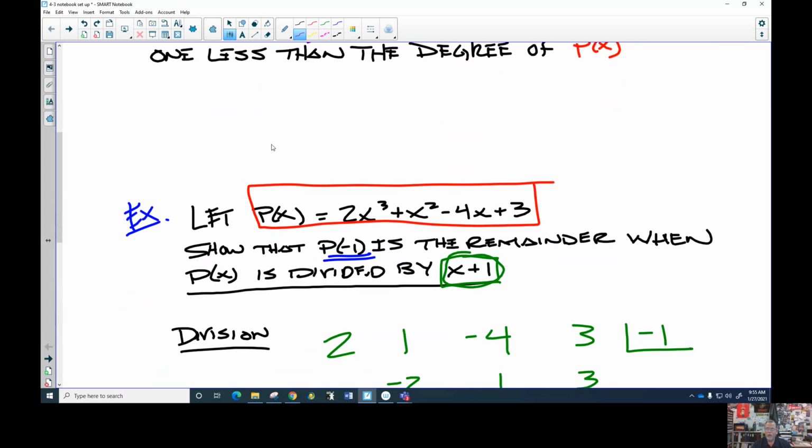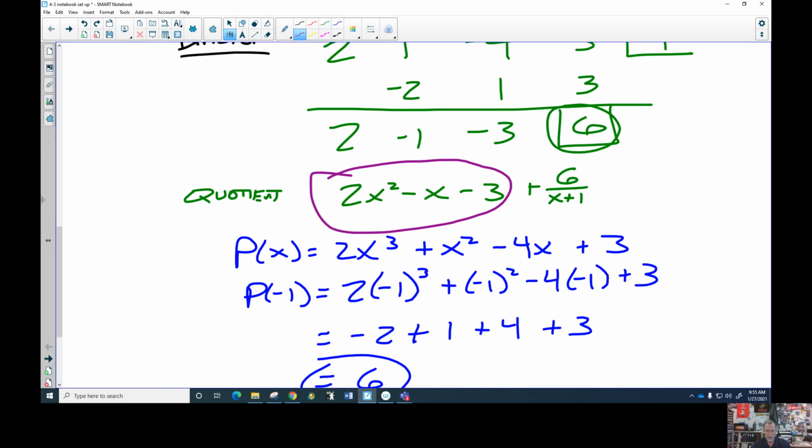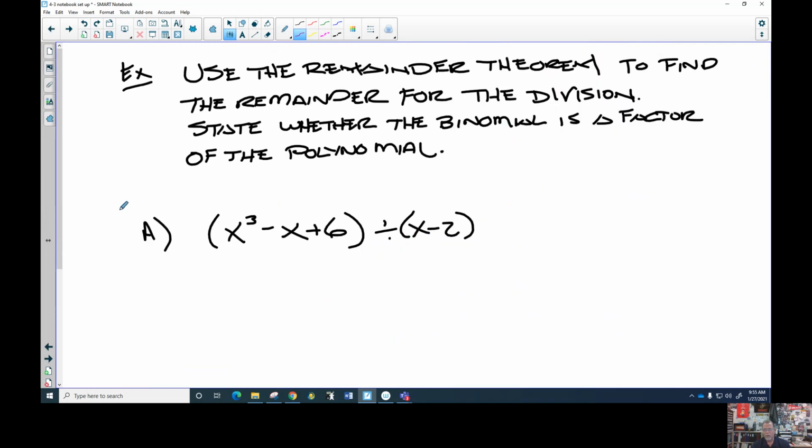All right. Now, what does that mean to us? We kind of know a little bit how all this works. So why is this important to us? So let's look at an example of what they could ask us and why we can use this so effectively. All right, it says use the remainder theorem. So again, it's saying use this remainder theorem to find the remainder for the division and then state whether the binomial is a factor of the polynomial.